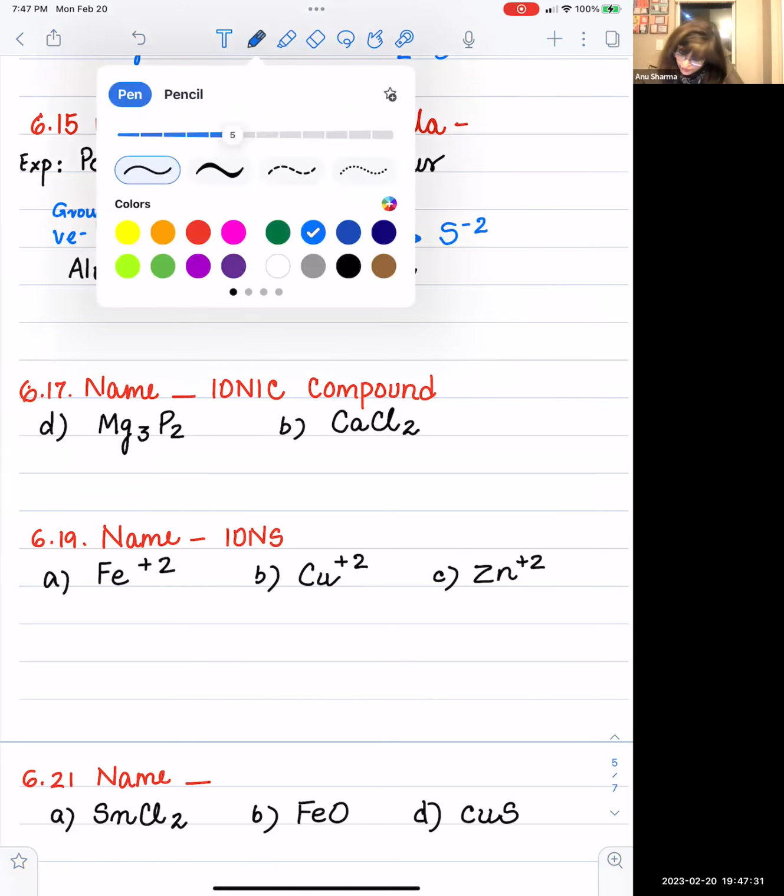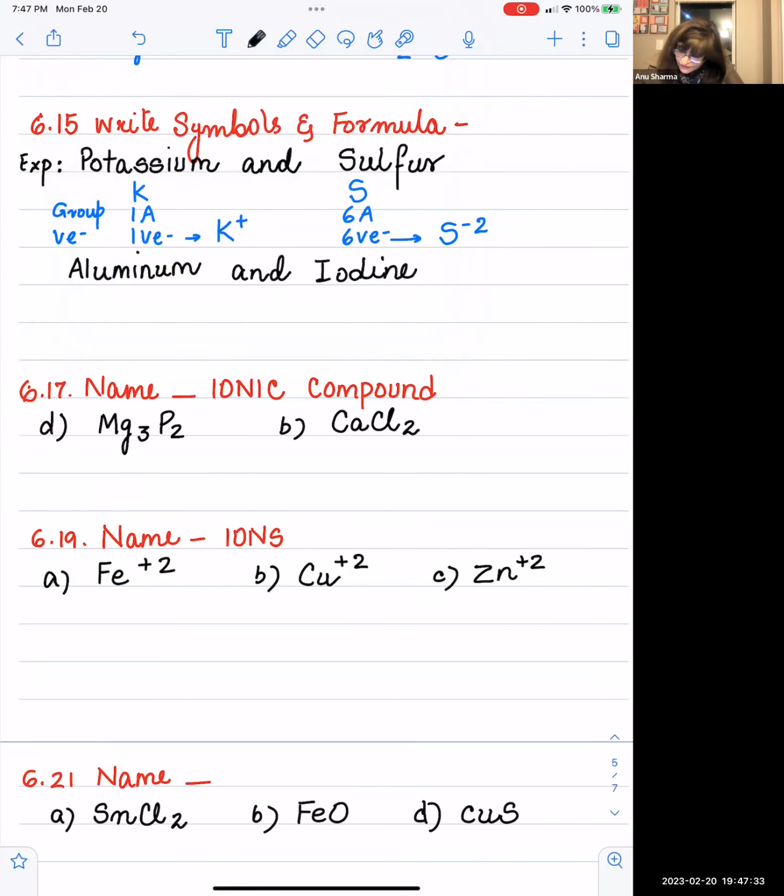So how do you write this now? Here you have potassium +1, and sulfur -2. Now crisscross: this number comes here, and this number comes here. So what do you form now? You form K2S. That is the formula of this compound.